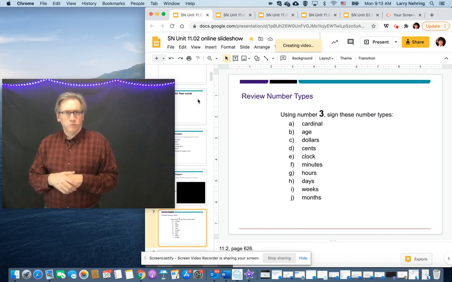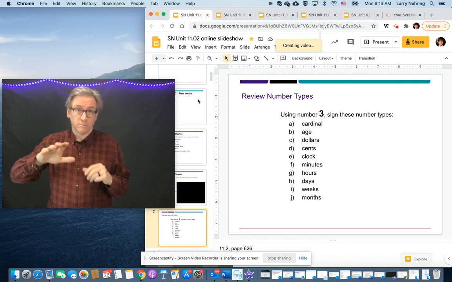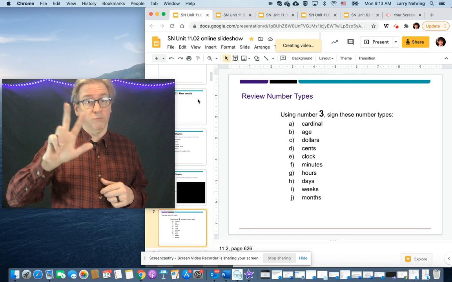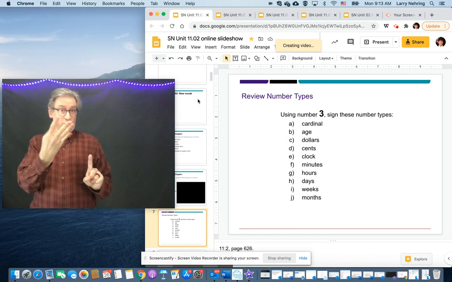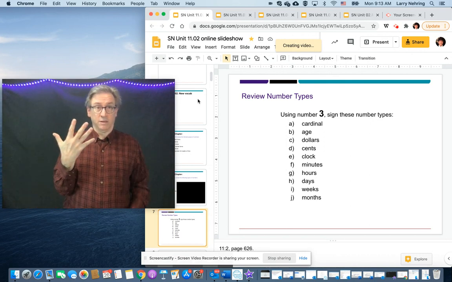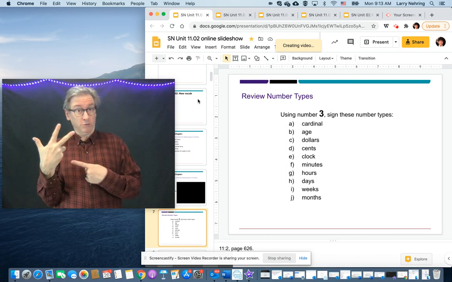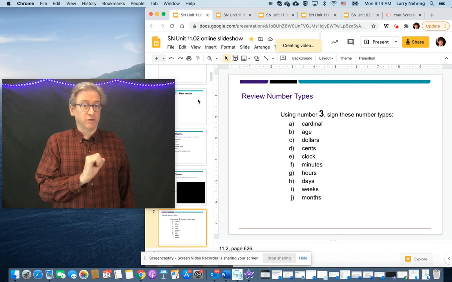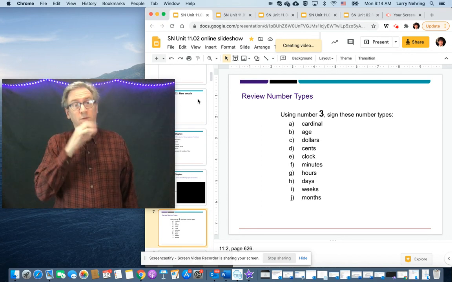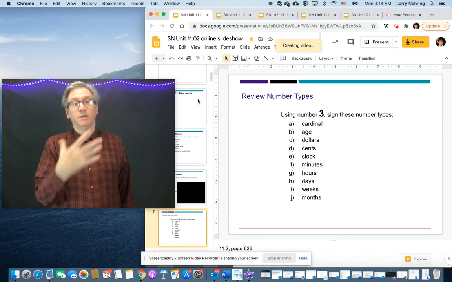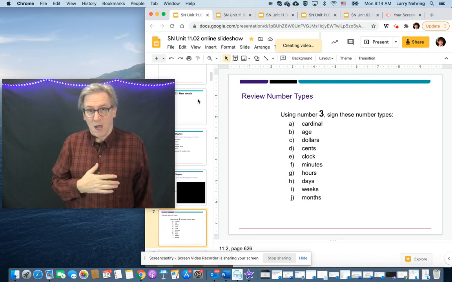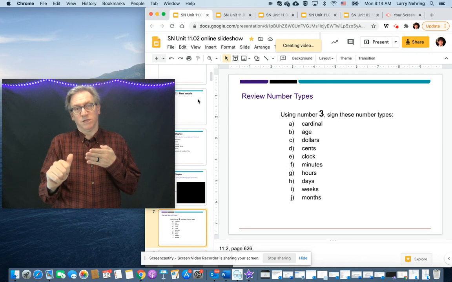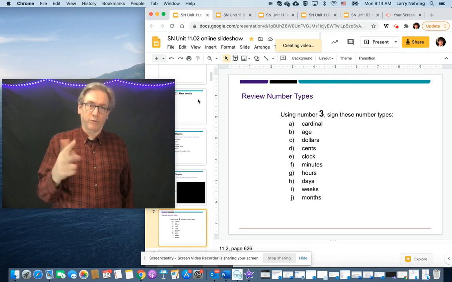So to build on that video now, we know what the hand shape for 3 is, right? So we've got 1, 2, 3, 4, 5, right? We keep it at the back of the hand. So 3 is the cardinal. Then age, and you always sign age first and then the number. So age 3. Okay. Dollars 3.